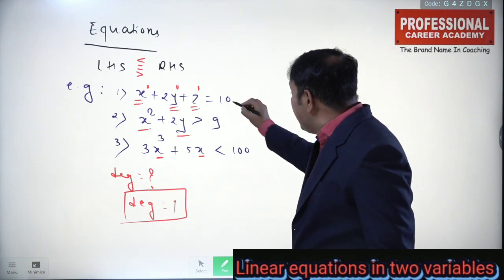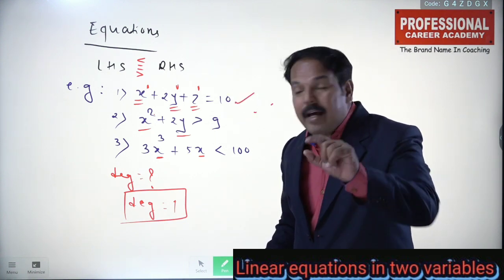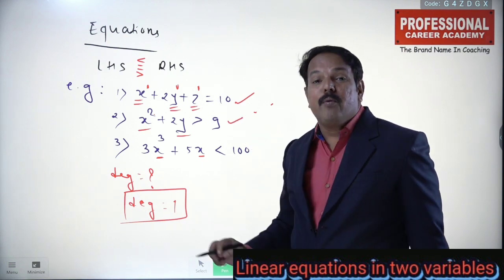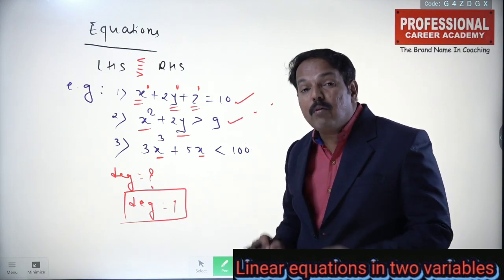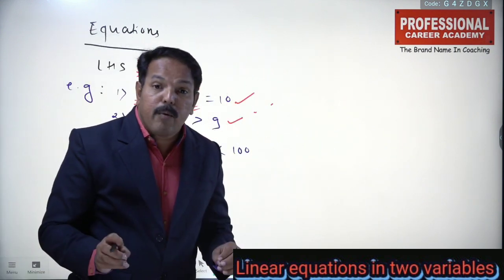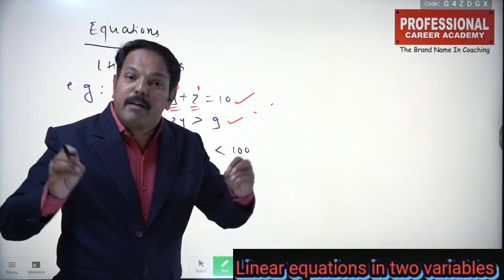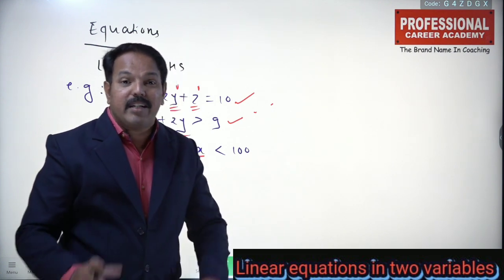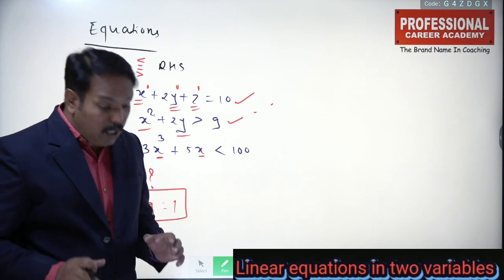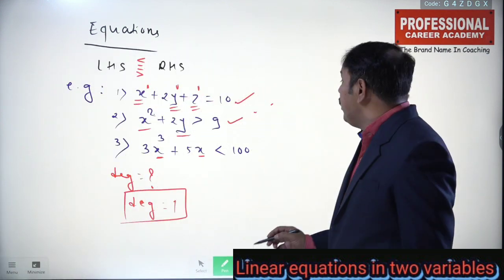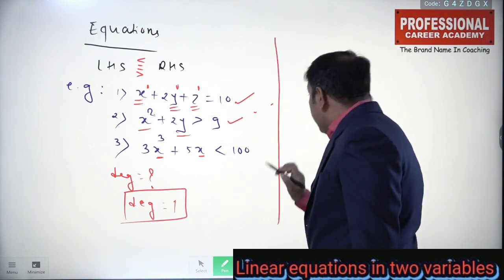So this is a linear equation, but this is a linear equation in 3 variables. Okay, this is also a linear equation, but it is a linear equation in 2 variables. And in this chapter, we have to study linear equation in 2 variables. That may be x and y, m and n, or p and q, whatever may be. Which variables are there is not important. Remember the concept.